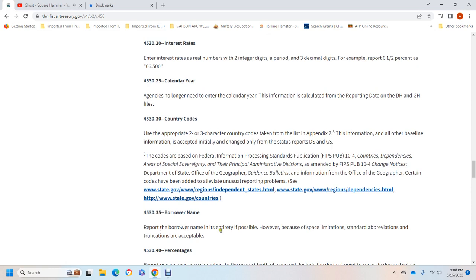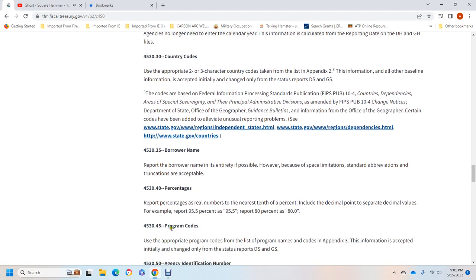4535, borrower name. Report the borrower name in its entirety if possible, however, because of space limitations, standard abbreviations and acronyms are acceptable. 4530-40, report percentage. Report a real number to the nearest tenth of a percent, include the decimal point with a separate decimal value. For example, 95.5% is 95.5. Report 80% as 080.80.